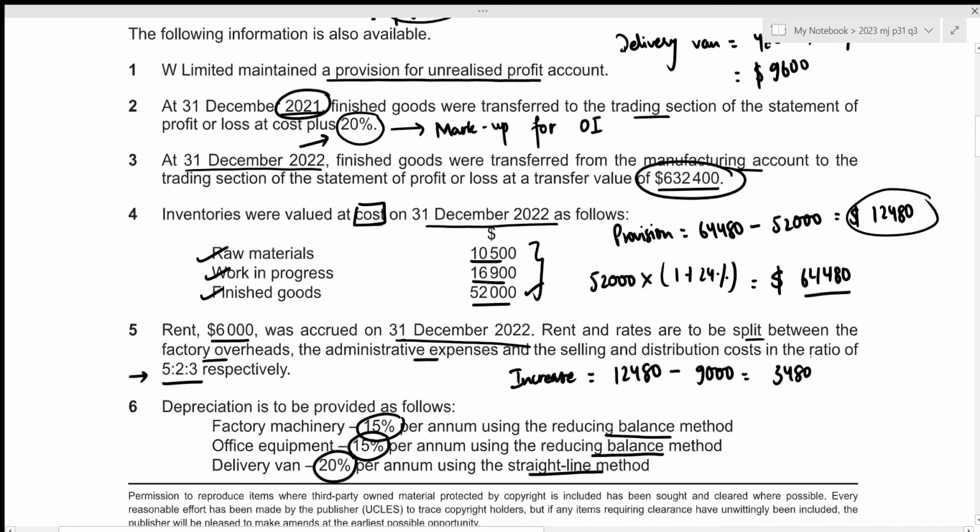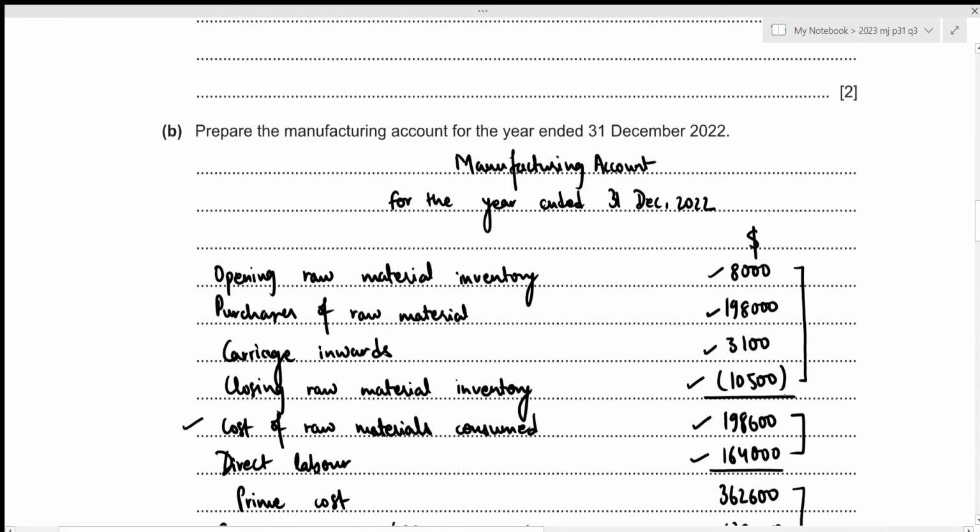And always remember that the increase in provision for unrealized profit is to be treated as an expense, which means that we need to subtract this value in our income statement or the statement of profit or loss. But if there were a decrement, we should have treated it as an income, which means that we should have added that amount. Let's write it down.